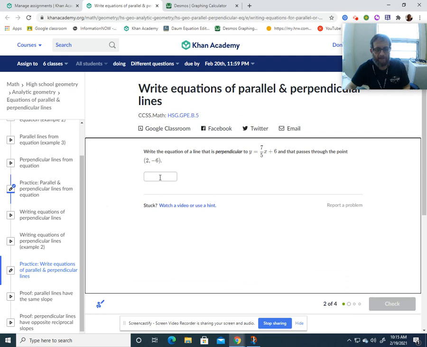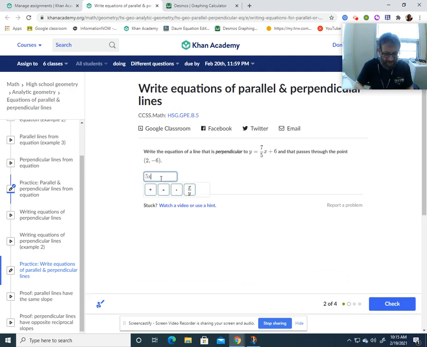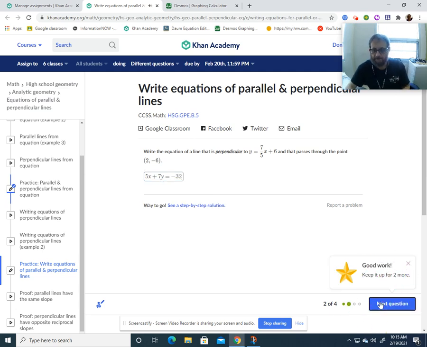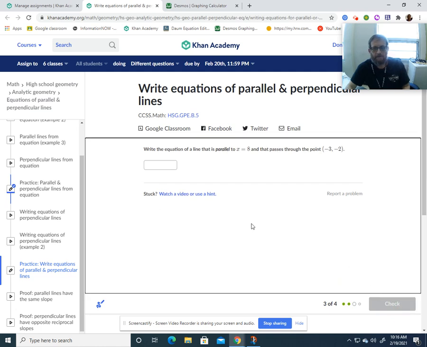Let's try 5x plus 7y equals -32 and see if it'll take it. Awesome. I don't know if it would have taken the other ones. Maybe we'll try that in a minute and see what the different forms it will take will do.